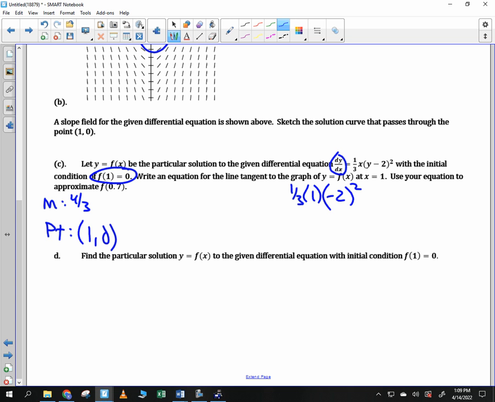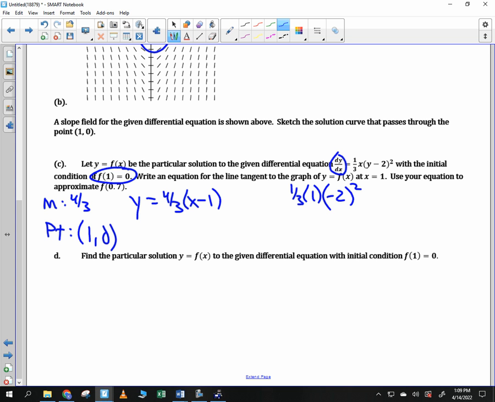We now have slope and a point. Can you now write an equation for a line? You see how this is actually a pretty straightforward question. It looks super complicated. So we have y minus 0 is equal to 4/3 times x minus 1.